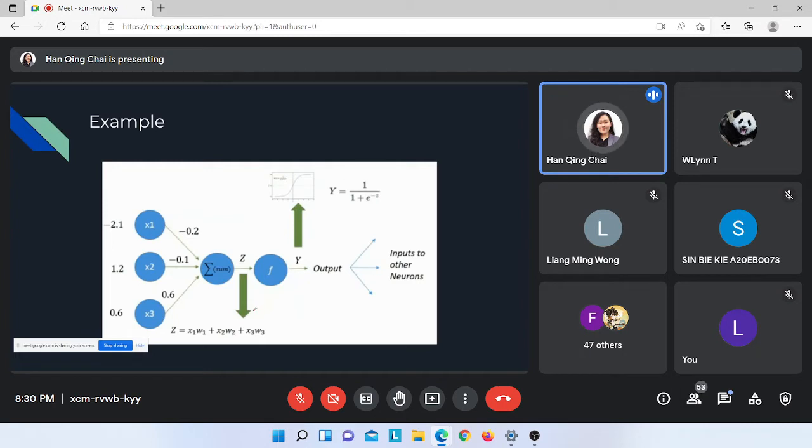Okay, so now here comes an example that I want all of you to try using the formula that we learned, which is this one. I want you all to try and calculate the value that you're going to get for this part and also this, the activation function.